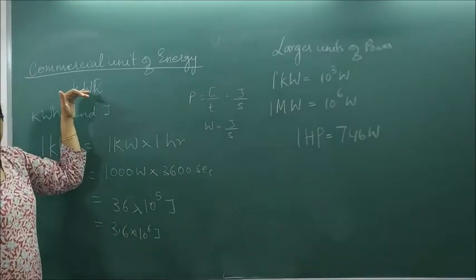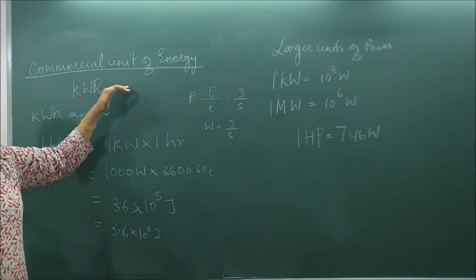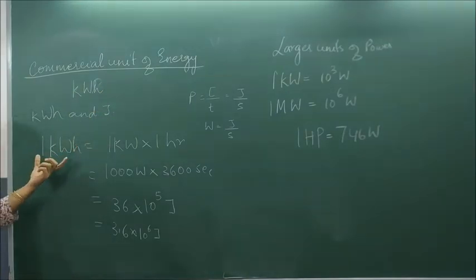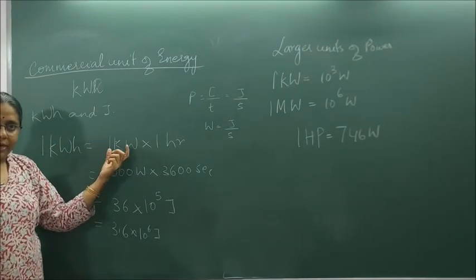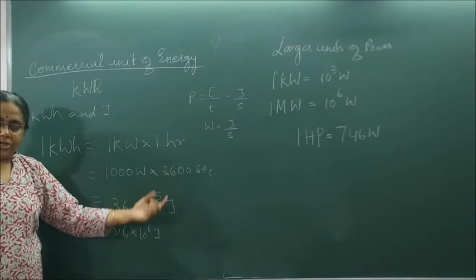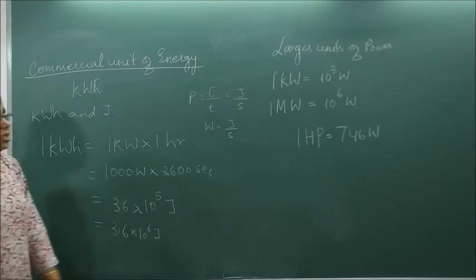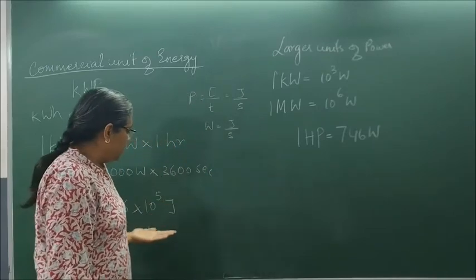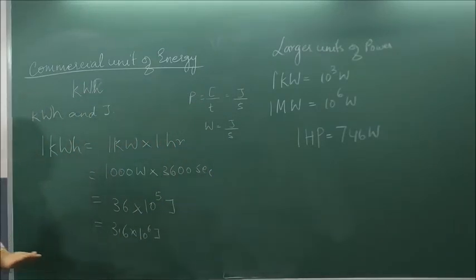So 1 kilowatt hour is equal to 1 unit. Relationship between kilowatt hour and joule: 1 kilowatt hour is equal to 1 kilowatt into 1 hour, which is 1000 watt into 3600 seconds. Why do I need to do this? Because joules is nothing but watt into seconds. So I get 3.6 into 10 to the power of 6 joules.